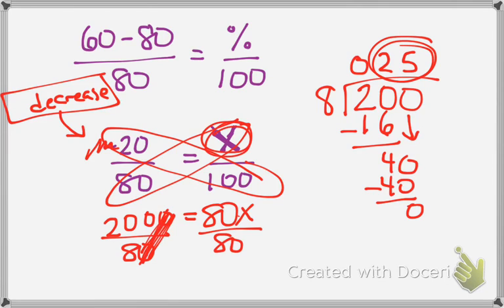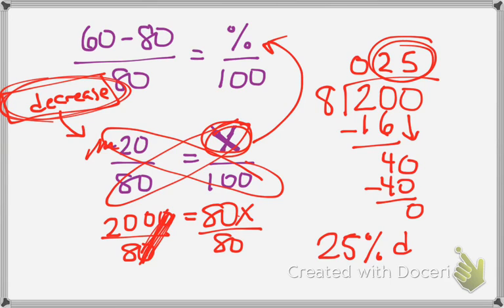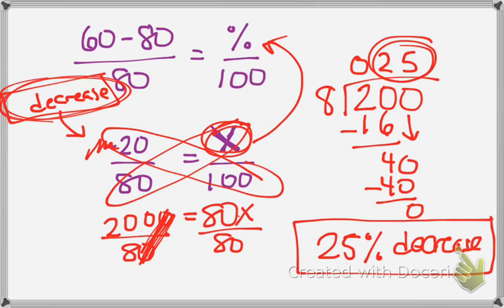Again, x was on top, which meant it was the percent. So that's a 25%. And again, is it increase or decrease? Right, it's a decrease. So Chris's grade went down 25% just by not doing his work.